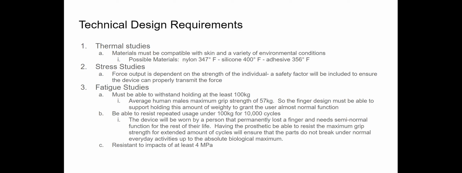So we decided to go with 3 major studies: a thermal, a stress, and a fatigue study. Our thermal study is so that if you're cooking and you put it in the oven, it's not going to melt right off your hand, because that wouldn't be very good if you have a prosthetic finger and then you go to put some chicken in the oven and now you don't have another finger. That would be bad. So here you see that we have different types of materials and their different melting points, like what their thermal resistance is.